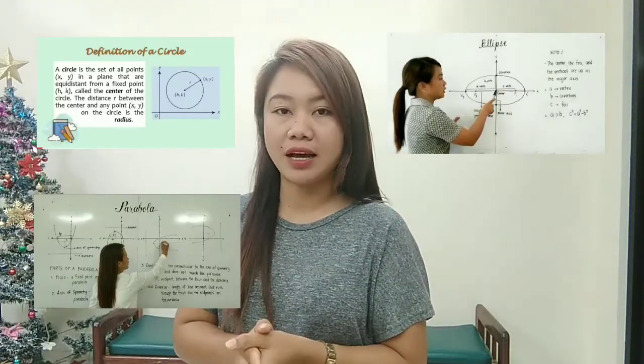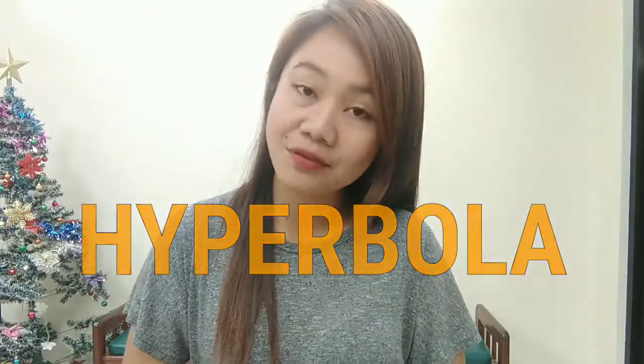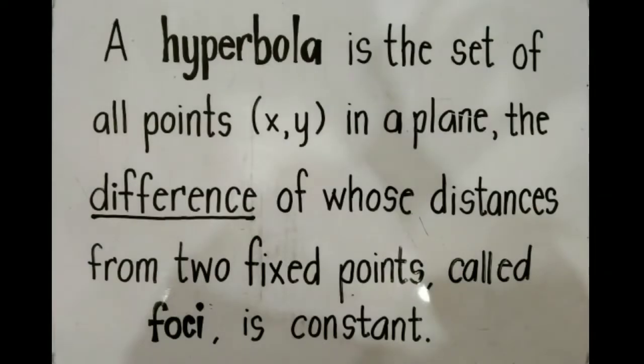We are done discussing the circle, the ellipse, and the parabola. In this video we will be discussing the last conic section, which is the hyperbola. So first, let us define the hyperbola. A hyperbola is the set of all points (x, y) in a plane in which the difference of whose distances from two fixed points called the foci is constant.